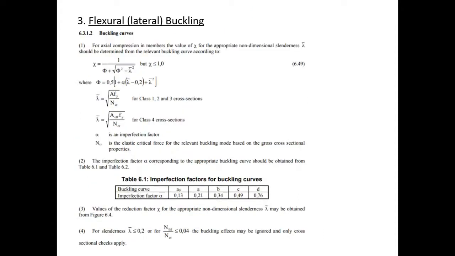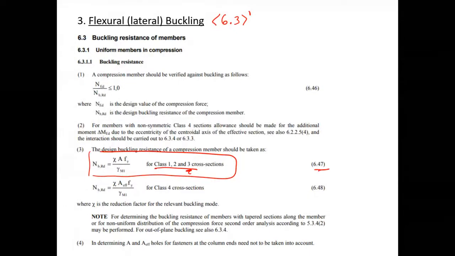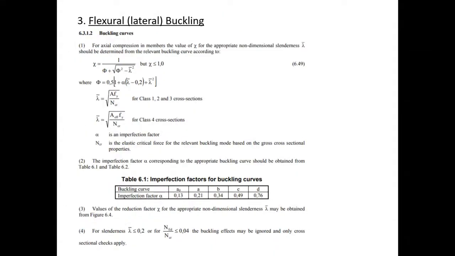Okay, so that's clause 6.3.1.1 with buckling resistance, and then we go on to 6.3.1.2, next page in the code, and that tells us that this reduction factor, equation 6.49, uses these values phi and the normalized slenderness value, lambda bar. We can get the normalized slenderness from the cross-section resistance divided by the critical buckling capacity, and again it depends on which critical buckling force we're talking about, whether flexural buckling, lateral torsional buckling or torsional buckling. That's the critical value that we put in there.